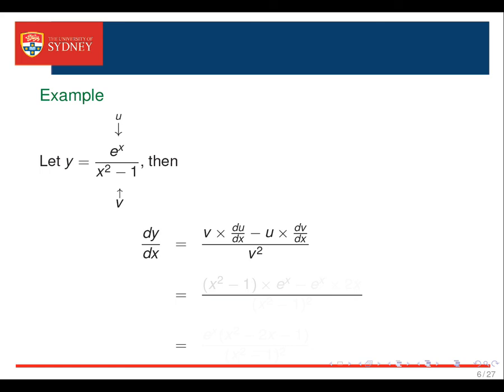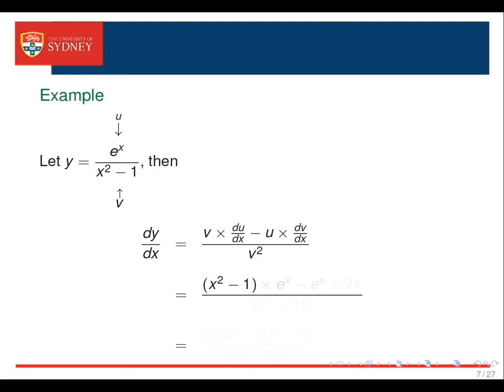Let's do an example. Consider the function y equals e to the x divided by the quadratic function x squared minus 1. Calling the numerator function u and the denominator function v, the quotient rule then states that the derivative dy dx of this quotient function is given by v times the derivative of u minus u times the derivative of v all over v squared.